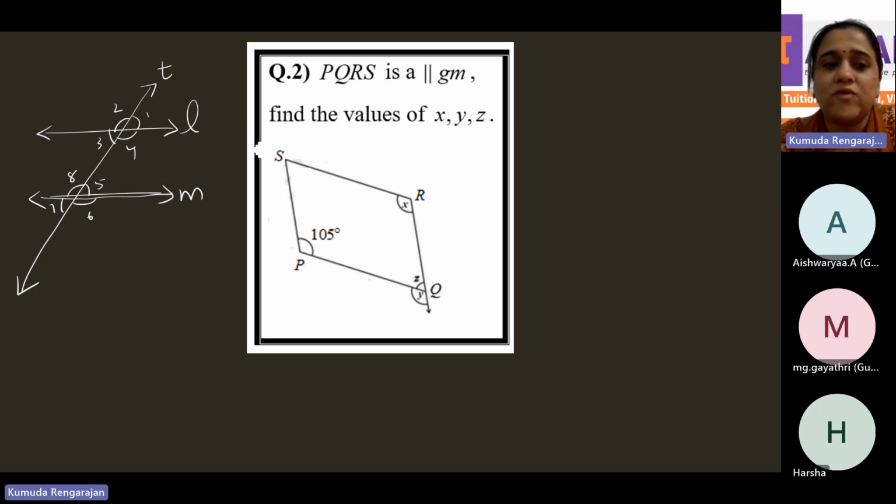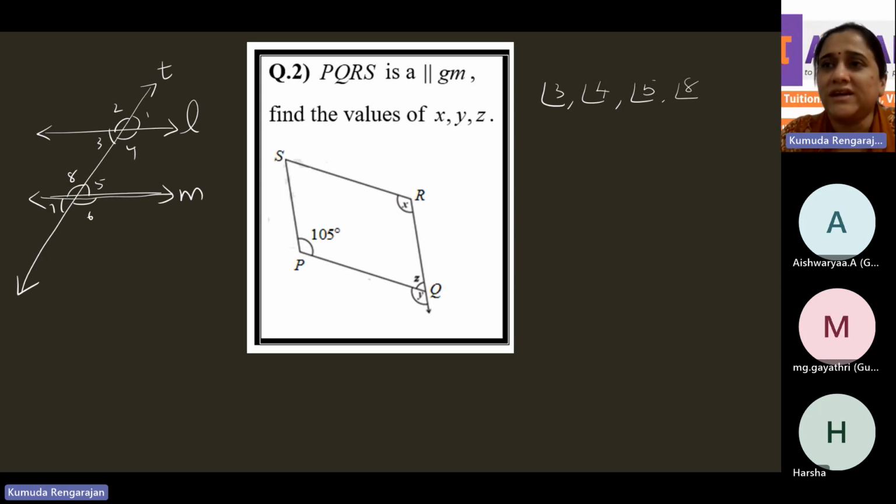All right. 4 of these angles are called interior angles. The other 4 are called exterior angles. Okay. The angles lying inside, angle 4, angle 3, angle 5, and angle 6 are interior. Individually, angle 3 is an interior angle.